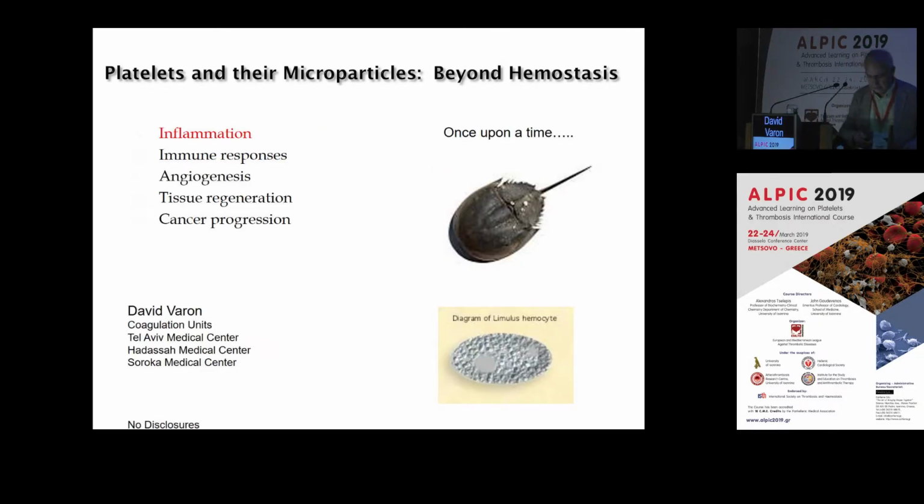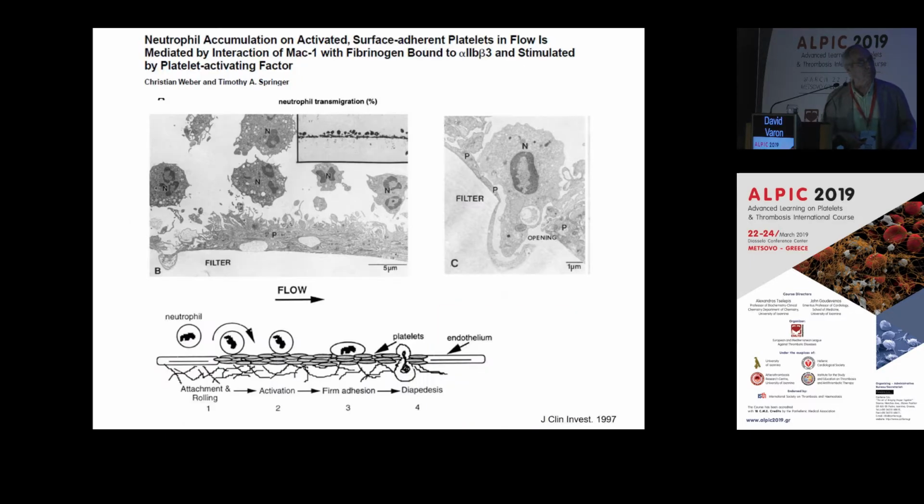Now, let's talk about inflammation a little bit. This is work by Tim Springer quite some time ago, showing that platelets are very actively playing a role in homing and adhesion of neutrophils and penetration of neutrophils into the inflammatory region. So platelets contain a mechanism that allows leukocytes, in this case granulocytes, to roll, adhere, and penetrate into the inflammatory site. This is one example.